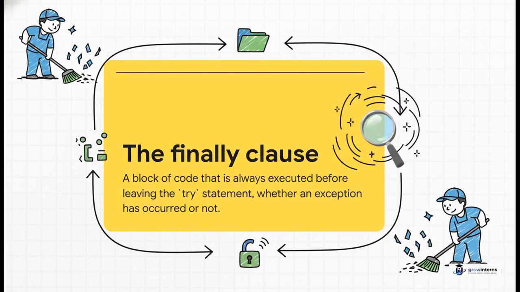Its job is to guarantee that essential actions, like closing a file or disconnecting from a database, happen every single time. It doesn't care if the try block succeeded, it doesn't care if an exception was caught, it doesn't even care if an uncaught exception is about to crash the whole program. The finally block always executes before Python leaves this whole structure.